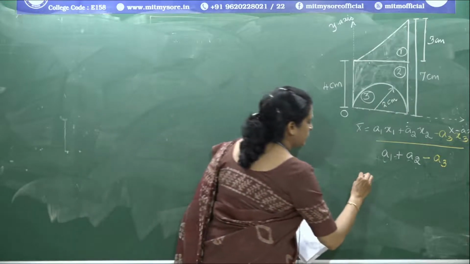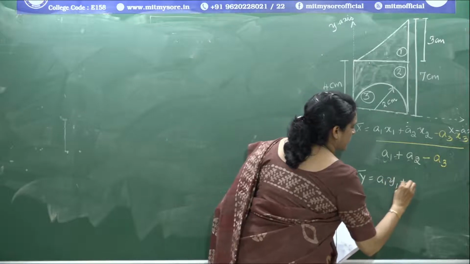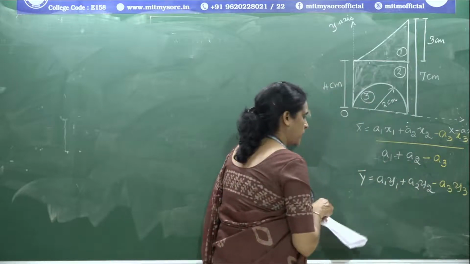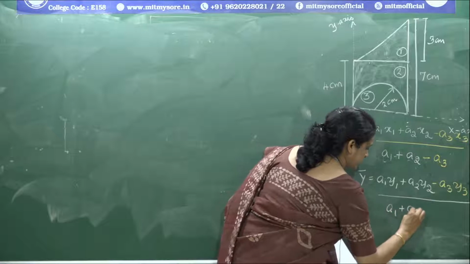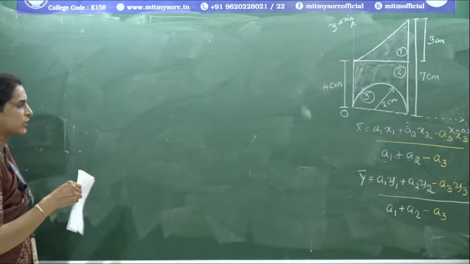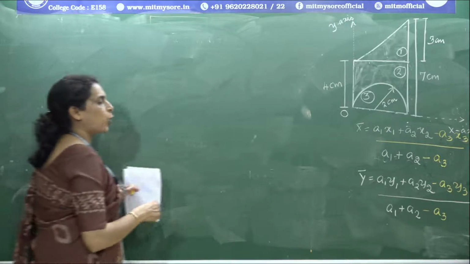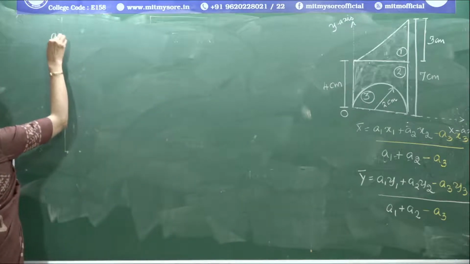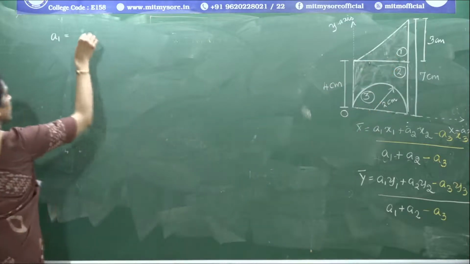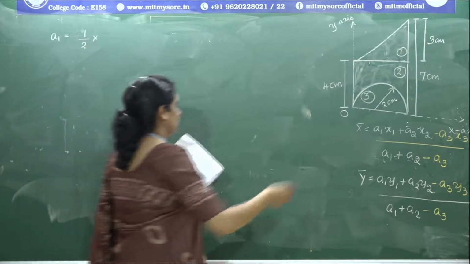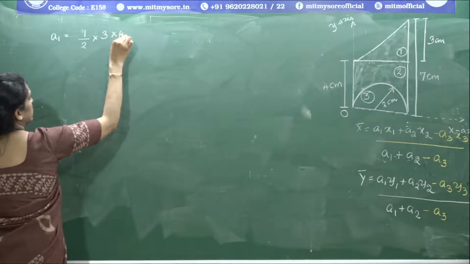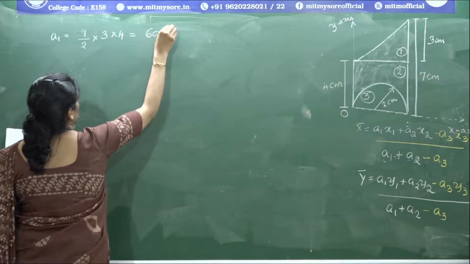Again, to find out y bar, we are supposed to consider the third section as negative. Now we shall find out all the 3 sections individually, all the required components. First of all, the area of the first section. The first section is a triangle, a right angled triangle. So here it is half into base, which is 3, into height, which is 4. So we get 6 centimeters square.